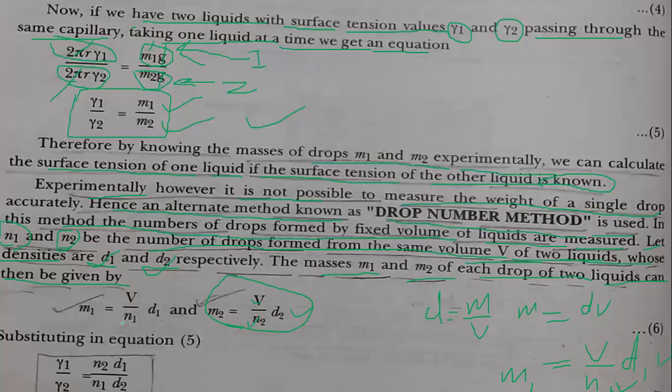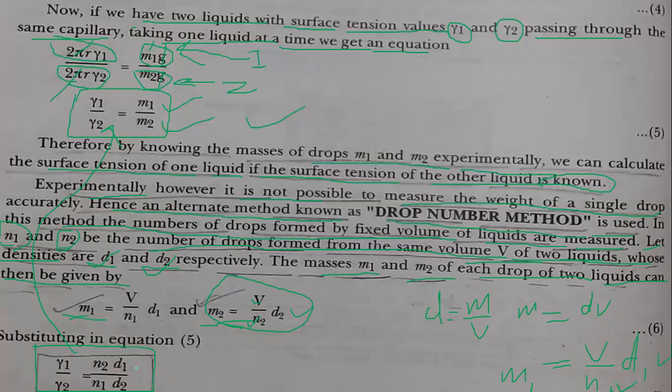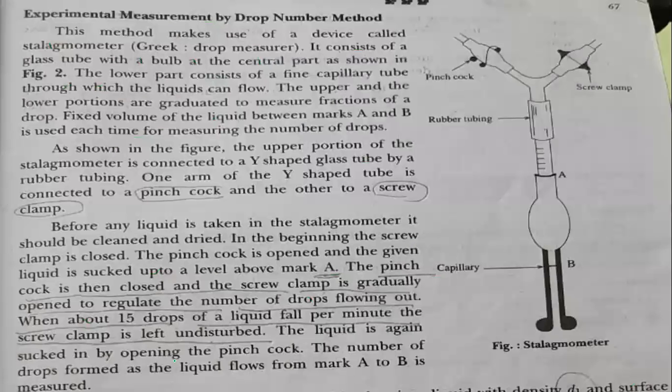So what we are going to do? We are going to put the values of M1 and M2 in the above equation. Which equation? Here it is. We are going to put the value of M1 and M2 in this equation. So what we are getting? Gamma 1 upon gamma 2 is equal to N2 D1 upon N1 D2, and this way you will find out the surface tension of the other liquid.